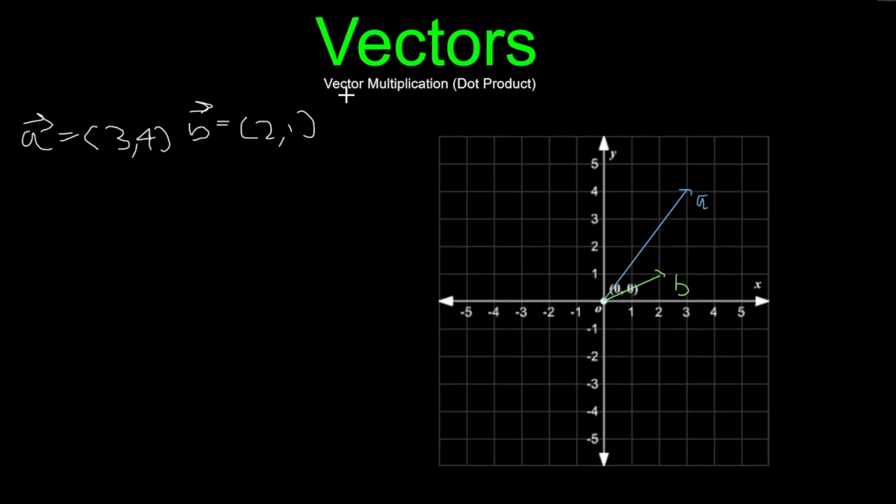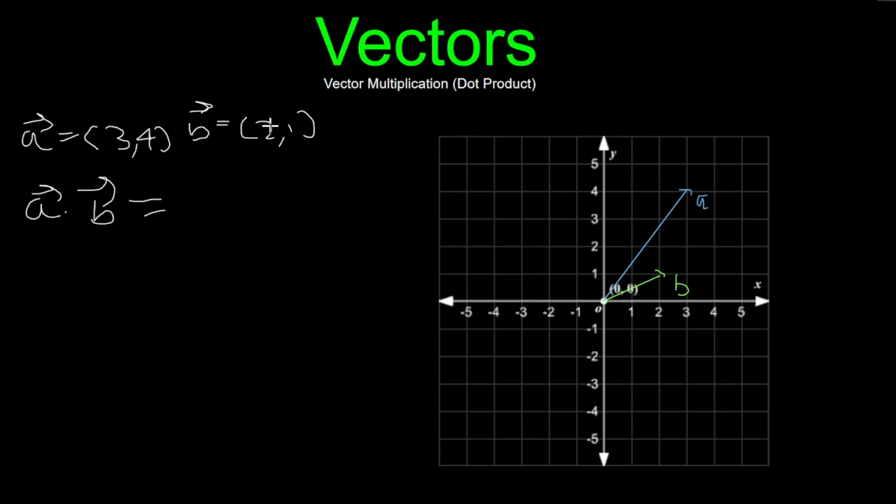Let's talk about vector multiplication, which is dot product. There are two types of products, cross and dot products. We're going to look at dot product here. So let's take two vectors, a and b, (3, 4) and (2, 1). In order to do a dot product, they must have the same dimensions, or the same number of values.